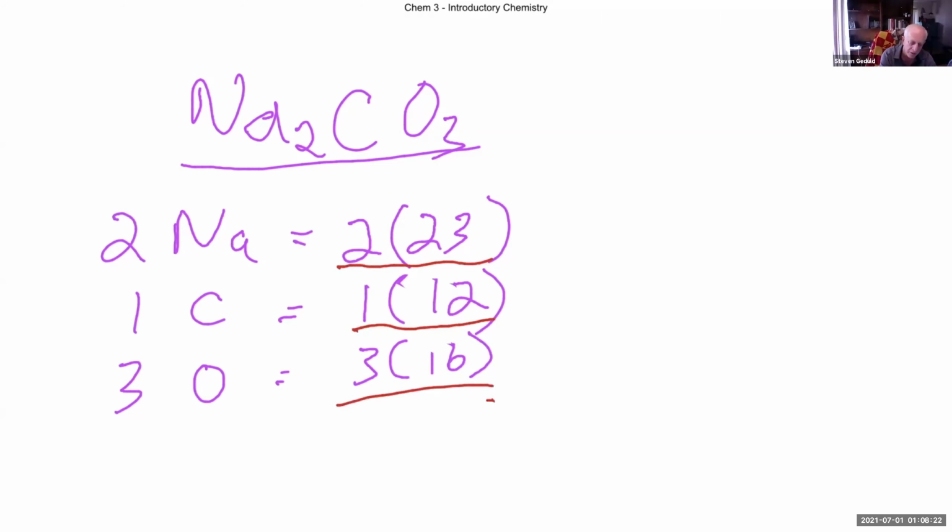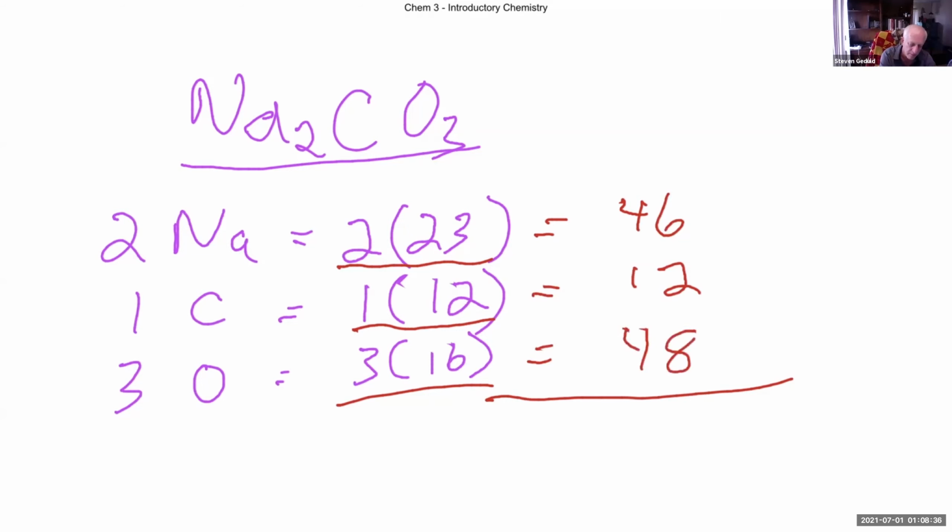And then what we're going to do is 2 times 23 is 46. 1 times 12 is 12. 3 times 16 is 16, 32, 48. And then we add those together. So there's 116 grams per mole. That's the molecular weight or the formula weight of sodium carbonate.